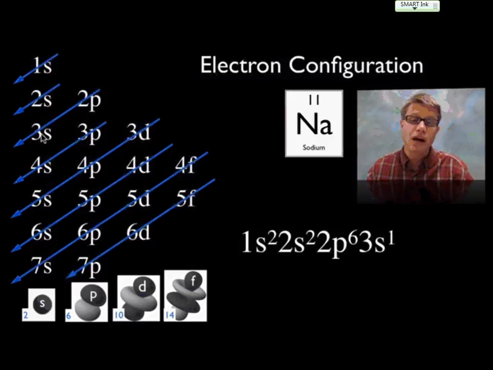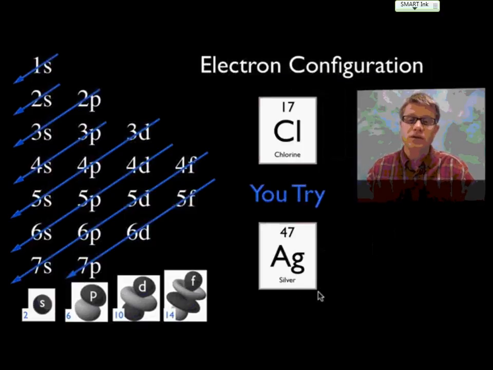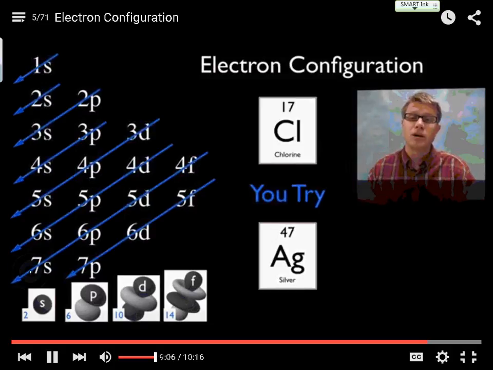But you can see how long these electron configurations are going to get. And so we can abbreviate that. We could just say it's neon, put that in brackets, with the 3s1. So that allows us to just write the noble gas in there, and then we can add what's after the noble gas. And so here's a couple for you to try. Could you try chlorine, which has 17 electrons, or silver, which has 47? I'll put the answers in the video description down below.